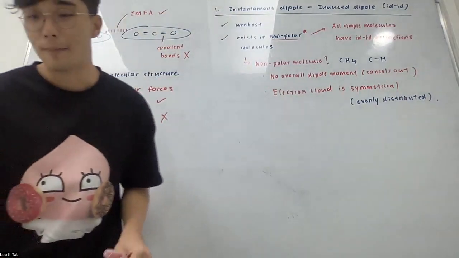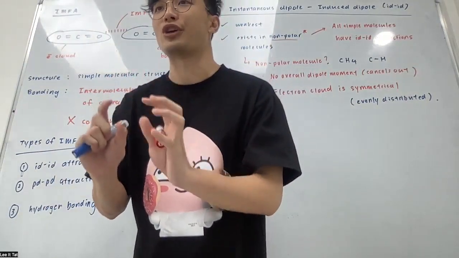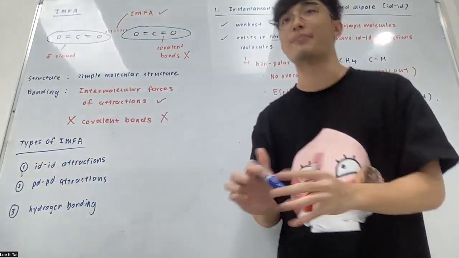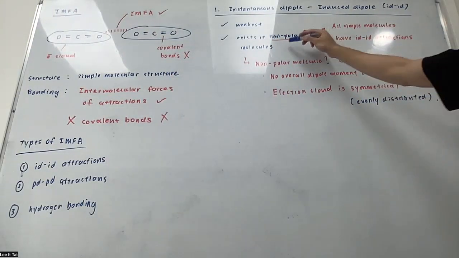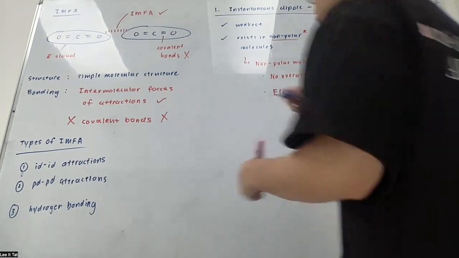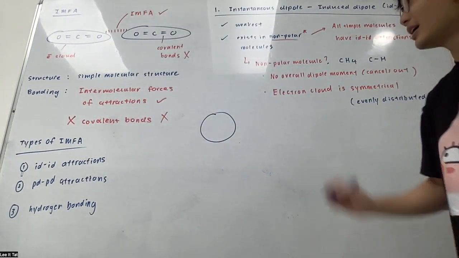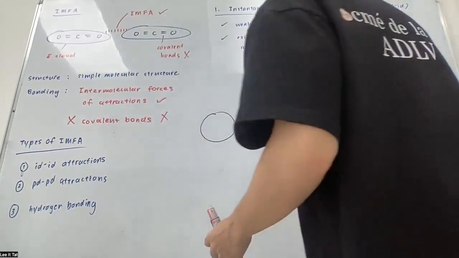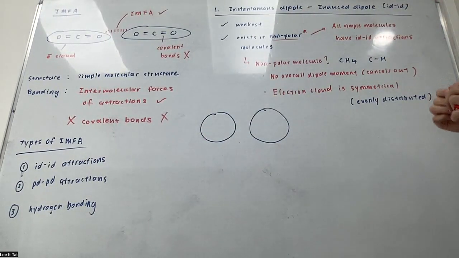Guys, can you all look at the box? This box is very crucial. How do ID attractions arise? Let's not just write words inside, let's draw a diagram. As I mentioned, the electron cloud is symmetrical for a non-polar molecule, correct? So let's draw a very nice even circle. This is one molecule, the electron cloud. Now I'm going to draw another one, because it's not just one molecule, right? It's multiple.